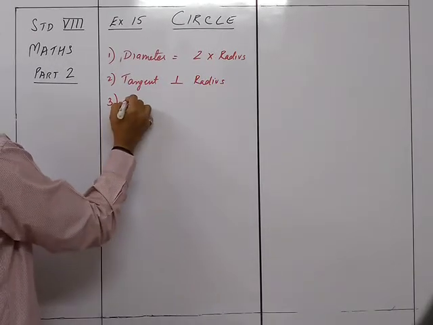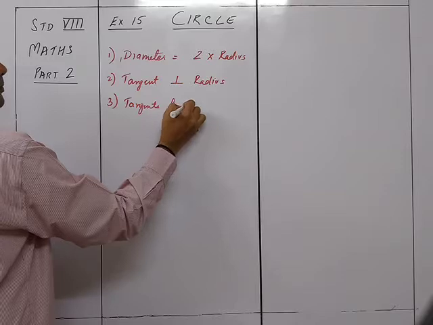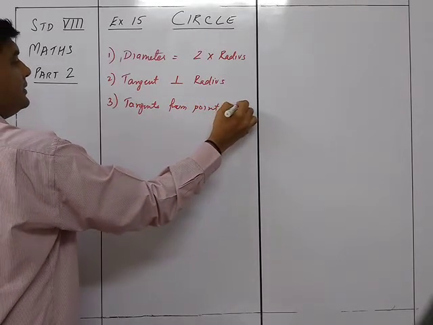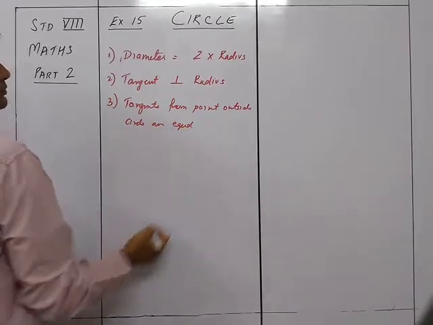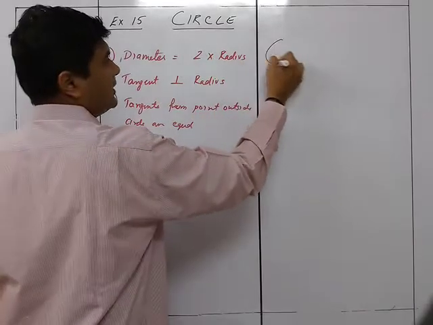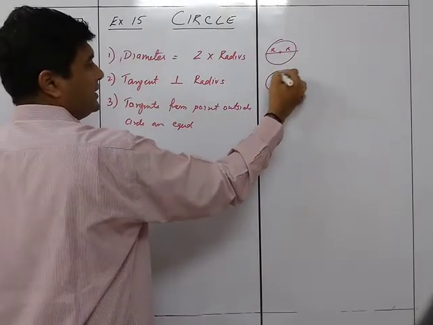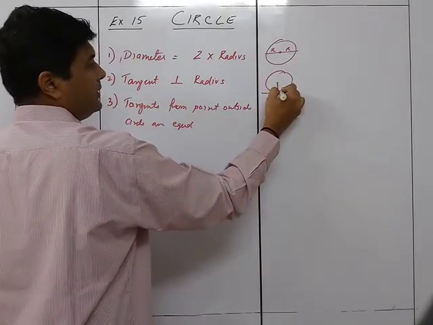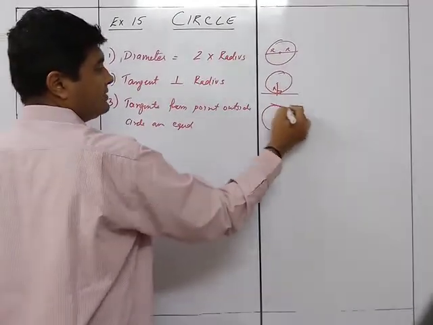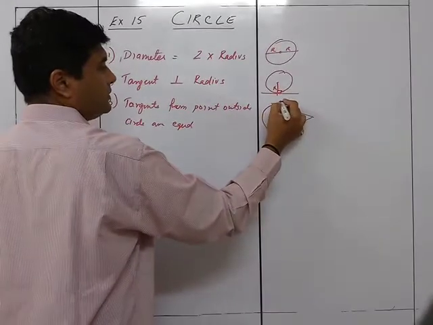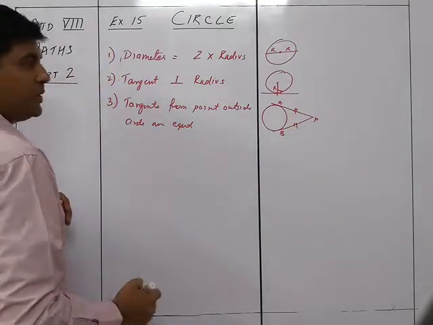The second property is tangent is perpendicular to radius. Third point, tangents from a point outside a circle are equal. Okay, the explanation over here will be: if this is a circle and this is R, then that is the diameter. If this is a circle and this is the radius, then this will be the radius and the tangent, and they are perpendicular to each other. Over here, if this is a circle and these are the two tangents drawn, this is A and this is B, then this will be equal to this.